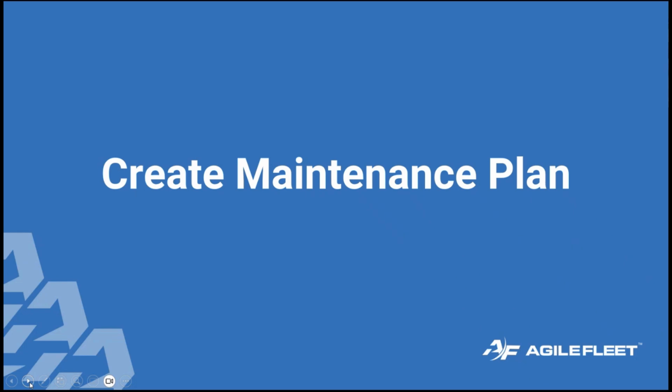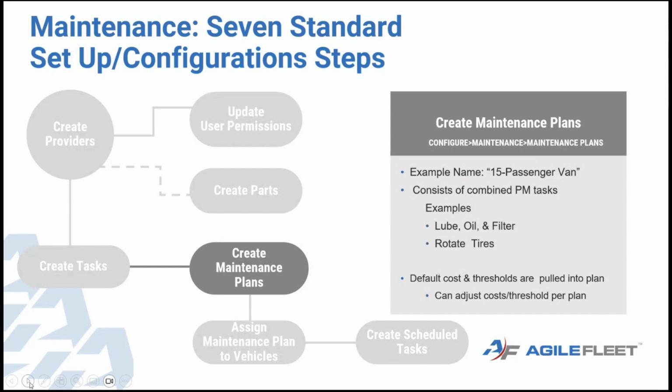Next portion, now that you have your task or multiple tasks set up in FleetCommander, you can then assign those to a maintenance plan. In this case, what we're going to do is set up an example and name it 15 passenger van, and it's going to consist of the oil, lube oil and filter, as well as rotate tires. All these default costs and thresholds are pulled into the plan, but these can be adjusted at the time of assigning them to your vehicles.